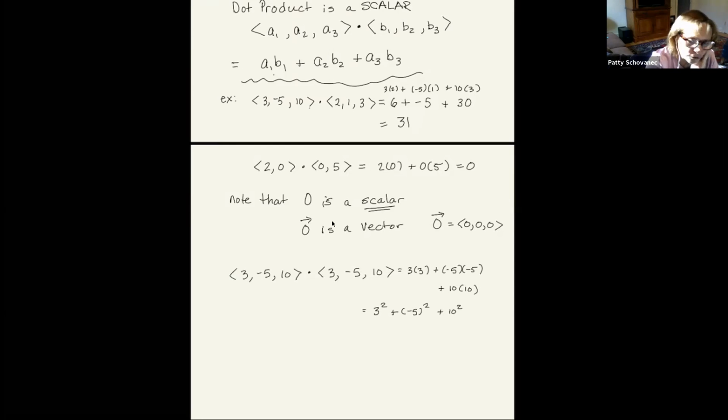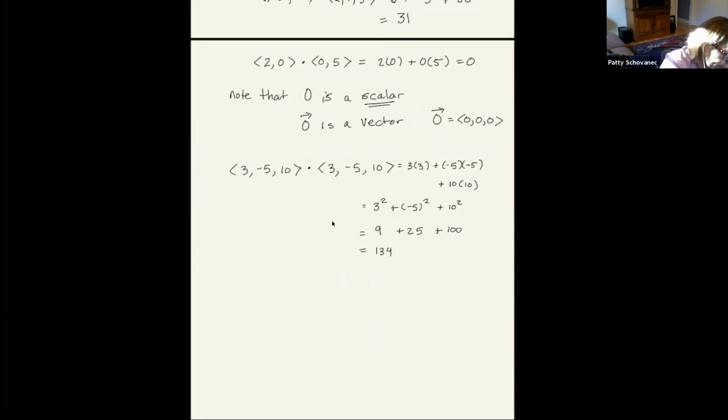The magnitude of the vector is the square root of the sum of the squares of the components. And so I'm going to write it like that. You get the answer here first. 9 plus 25 plus 100. So that's 125 plus 9 is 134. So for any vector v, v dotted with v is going to be the same as its magnitude, but without the square root sign. So I put it as v squared.